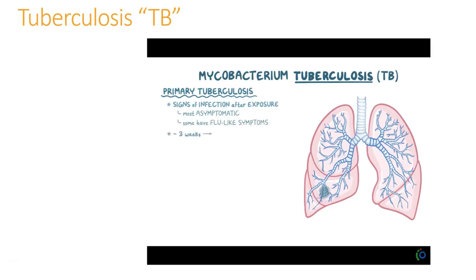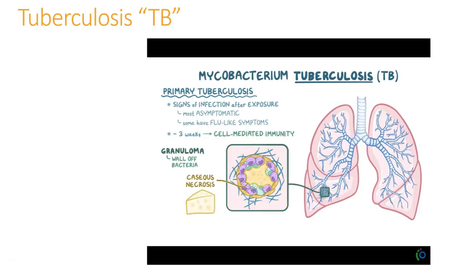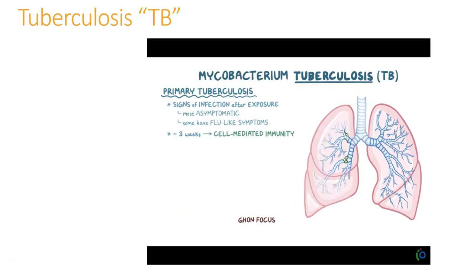About 3 weeks after initial infection, cell-mediated immunity kicks in, and immune cells surround the site of TB infection, creating a granuloma, essentially an attempt to wall off the bacteria and prevent it from spreading. The tissue inside the middle dies as a result, a process referred to as caseous necrosis, which means cheese-like necrosis, since the dead tissue is soft, white, and looks kind of like cheese.